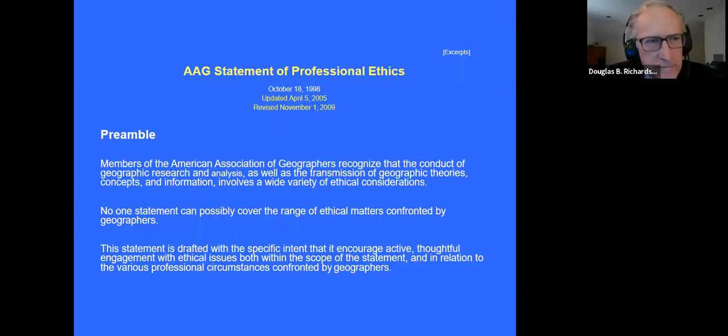The AAG's Statement of Professional Ethics is quite lengthy, and I've taken out a few excerpts that I thought would be most salient and that could be covered in the time that we have. Notice that this has been updated twice already, so it's an evolving document, as all ethics statements should be. During my term at the AAG, it was updated in 2005 and 2009. I played some role in that.